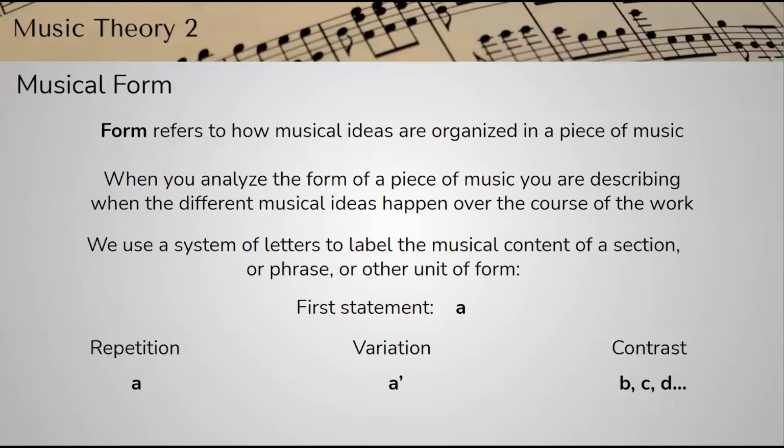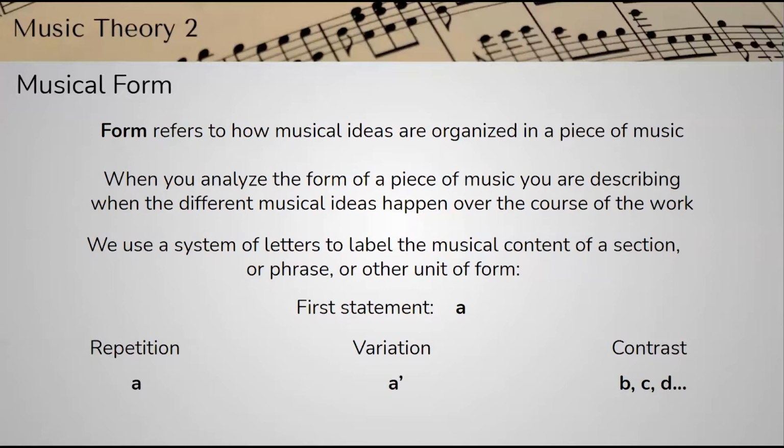And we use a little symbol. It's called the prime, little prime symbol, to signify that it is related to A, but it is different. Okay, so we would say that that's called A prime. If you had A again, but a slightly different variation, you might say A double prime. So like 2 little marks. We'll talk about that later. But these are the 3 main ways you use the letters.